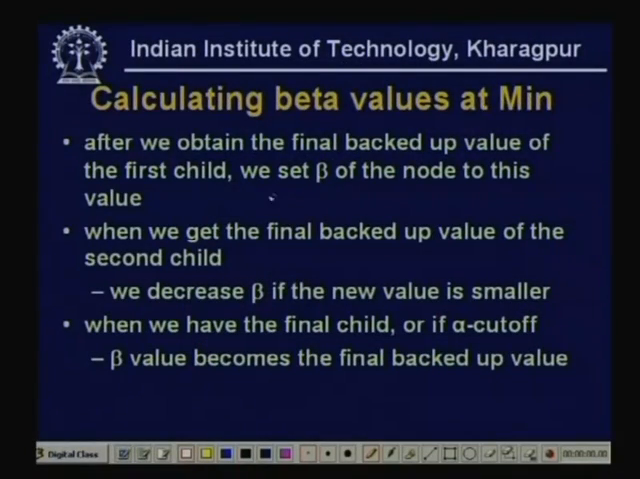Similarly and symmetrically, we can compute the beta value at a min node. After we obtain the final backed-up value of the first child of a min node, we set beta of the node to the value of this first child. When we get the final backed-up value of the second child, we update beta if the new value is smaller. When we have the value of the final child, or if an alpha cutoff occurs somewhere, then, if the alpha cutoff occurs at this node, the beta value becomes the final backed-up value of this node.